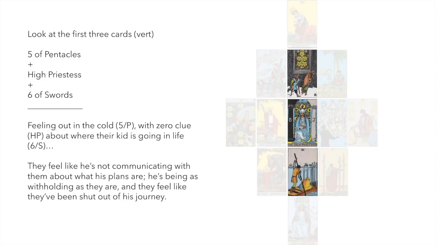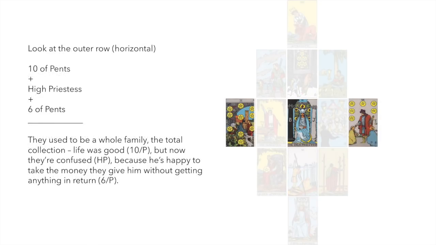of Pentacles, the High Priestess, and the Six of Swords. So I read this as they're feeling out in the cold with zero clue about where their kid is going in life, right? He's not communicating with them either. So the High Priestess represents them being withholding, but it also represents him being withholding. So nobody's telling anybody anything, and as we get on in the reading, you'll see that's going to be a source of problems. But they're feeling out in the cold. They don't know where he's going when he leaves, and they probably feel entitled to some explanation or inclusion in his life path. So now we read the next row of three.